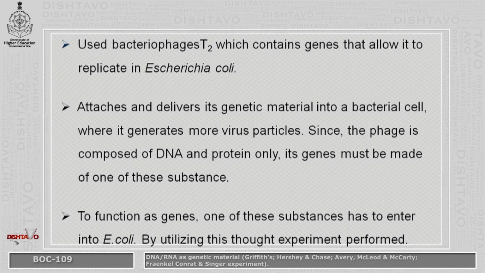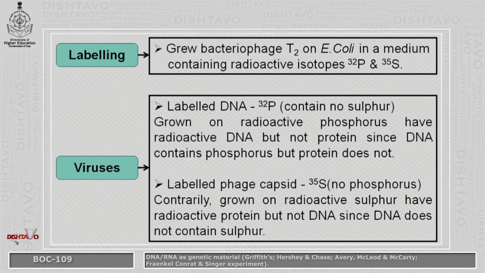Since the phage, that is the bacteriophage, is composed of DNA and proteins only, its genes must be made up of one of these substances. To function as genes, one of these substances has to enter into E. coli. By utilizing this thought, the experiment was performed. They did the first step: they grew the bacteriophages on an E. coli medium containing radioactive isotopes, that is P32 and S35.